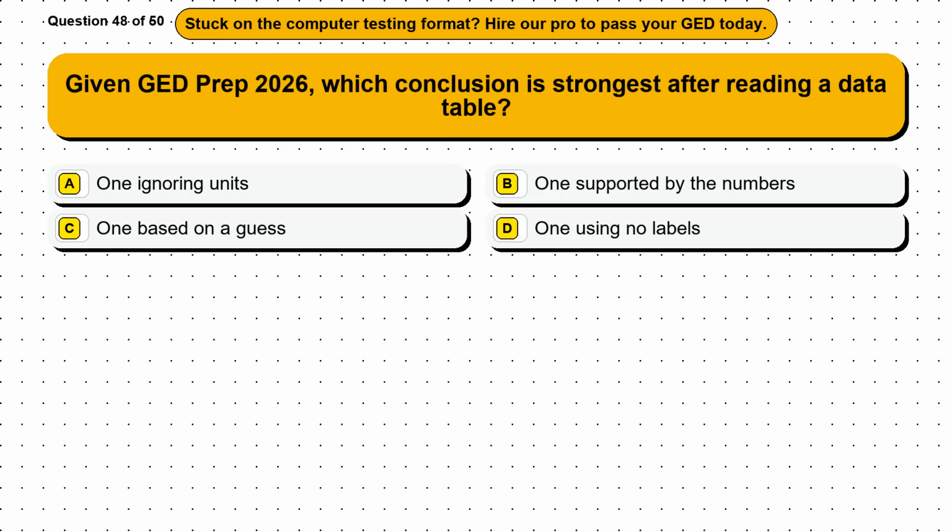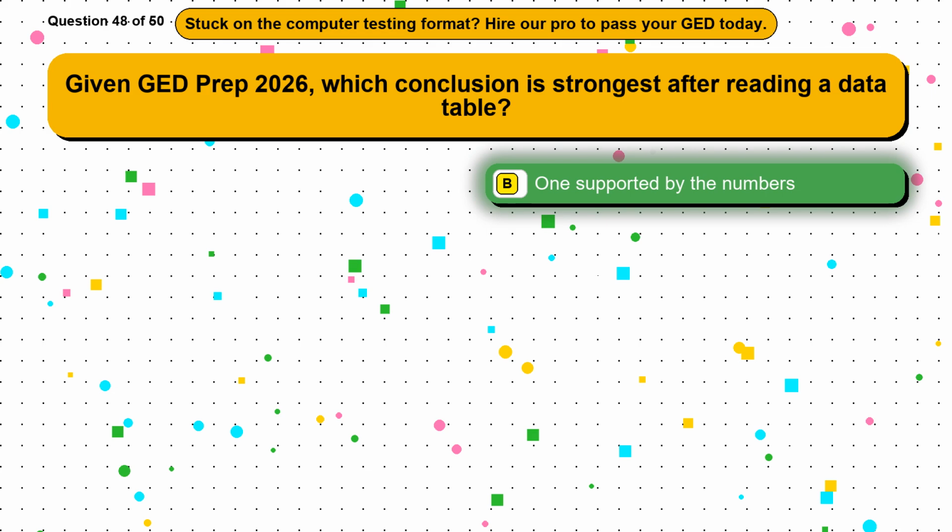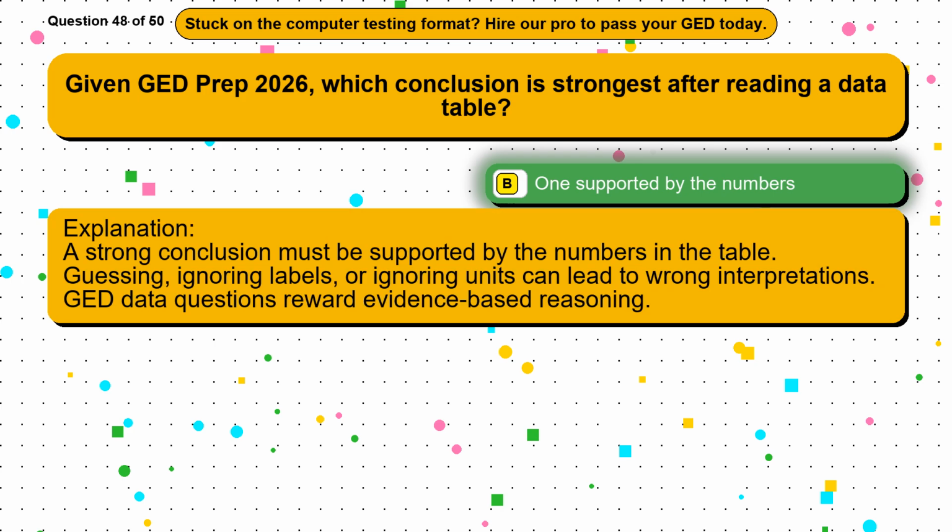Question 48. Given GED Prep 2026, which conclusion is strongest after reading a data table? Option A. Ignoring units. Option B. Supported by the numbers. Option C. Based on a guess. Option D. Using no labels. The correct answer is option B, supported by the numbers. A strong conclusion must be supported by the numbers in the table. Guessing, ignoring labels, or ignoring units can lead to wrong interpretations. GED data questions reward evidence-based reasoning.